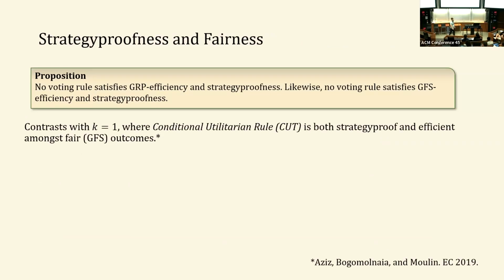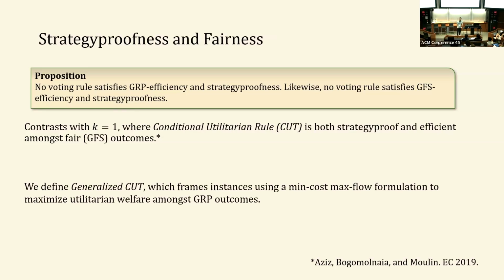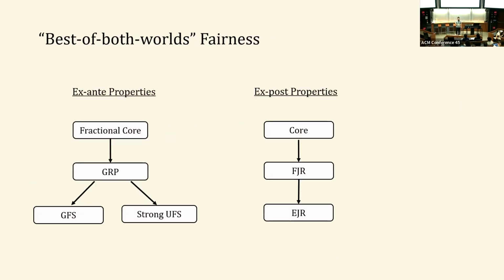Okay, so we do a couple of other things. We touch on strategy proofness, which can be obtained with a property called GFS efficiency, or efficiency subject to GFS. In the k=1 case, we show that that is not the case in our setting. So there's this clash with strategy proofness that contrasts with the k=1 setting. And we give a generalization of CUT, which gives both of those properties in the first case, and we use a min cost max flow formulation to do that.